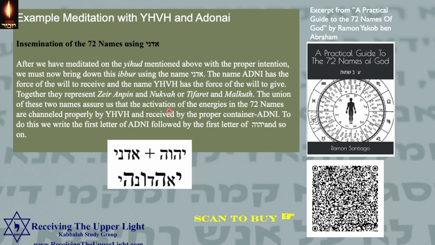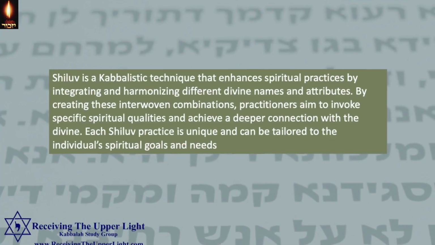And that's how we are going to bring down the energy of this name of God to be manifested in our lives. Now, remember that the Shiluv is a Kabbalistic technique that enhances spiritual practices by integrating and harmonizing different names of and attributes of God. By creating these interwoven combinations, practitioners aim to invoke specific spiritual qualities and achieve a deeper connection with the divine. Each Shiluv practice is unique and can be tailored to the individual's spiritual goals and needs.